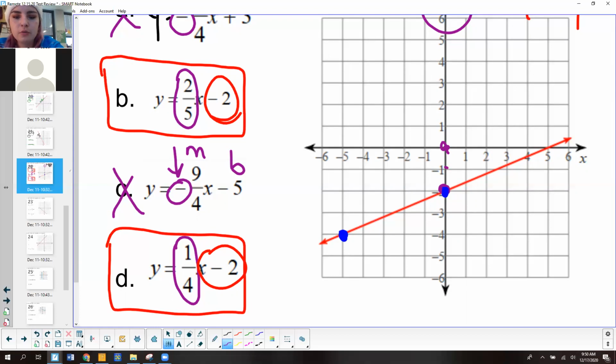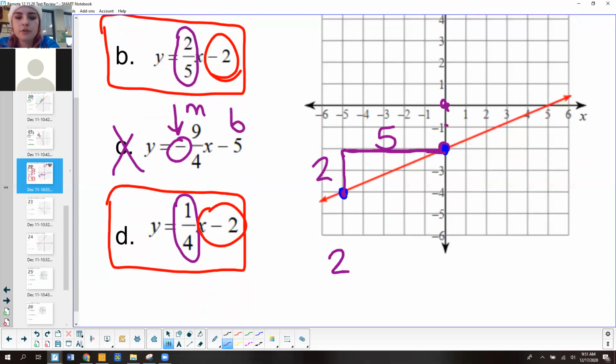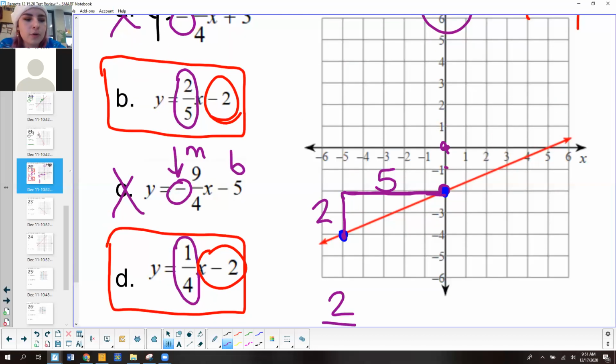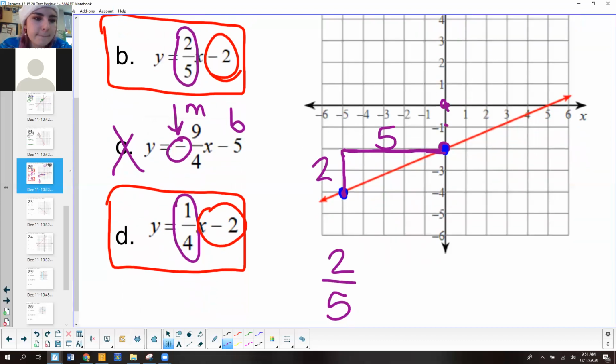All right, so we want to find our rise over our run, our rate of change, our slope. So I'm going to start with the point furthest to the left. So you're going to put your pencil on the one furthest to the left, and we're going to go up 1, 2. So our change in y is 2. Our change in x is 1, 2, 3, 4, 5. So let me recount that. 1, 2, 3, 4, 5. So our change in x is 5. So 2 over 5 is our slope. So which one is the correct answer then? B or D?